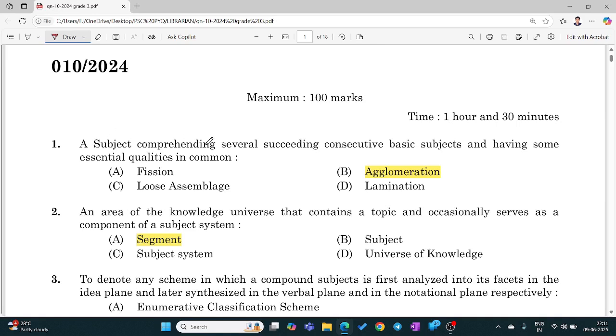A subject comprehending several succeeding consecutive basic subjects and having some essential qualities in common is called agglomeration. An area of the knowledge universe that contains a topic and occasionally serves as a component of a subject system is called segment.